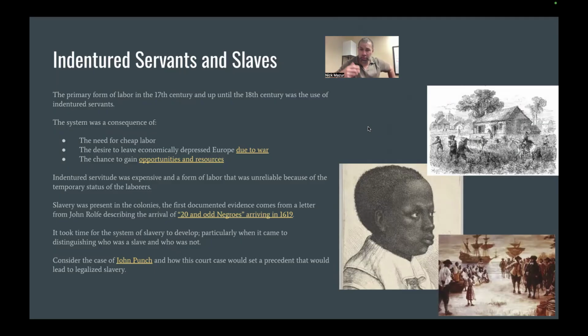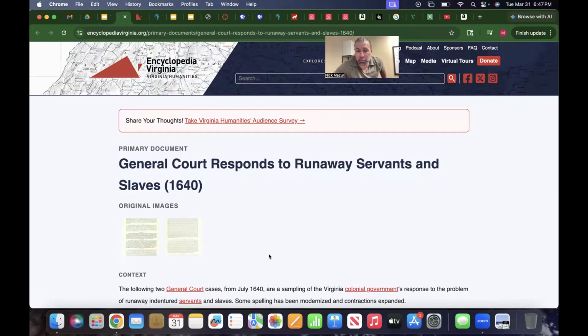We have this individual, John Punch. He is an indentured servant. Him and two other individuals, a Dutchman and a Scotsman, they're in Virginia. And they just decide one day, you know what? This isn't for me. So they run away. They get all the way to Maryland and then they get caught and brought back. And what's really fascinating about this case is what happens as a result.